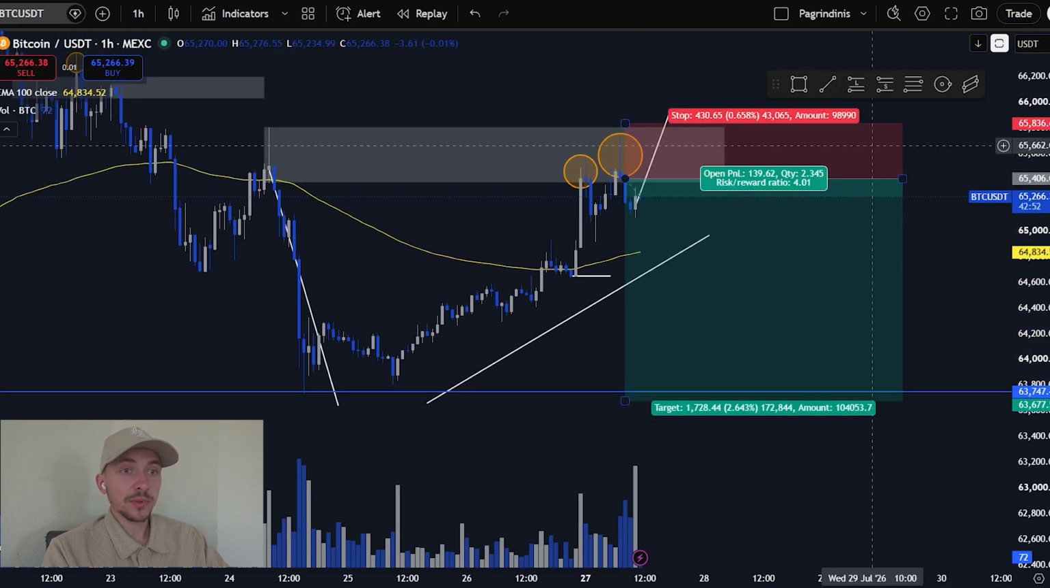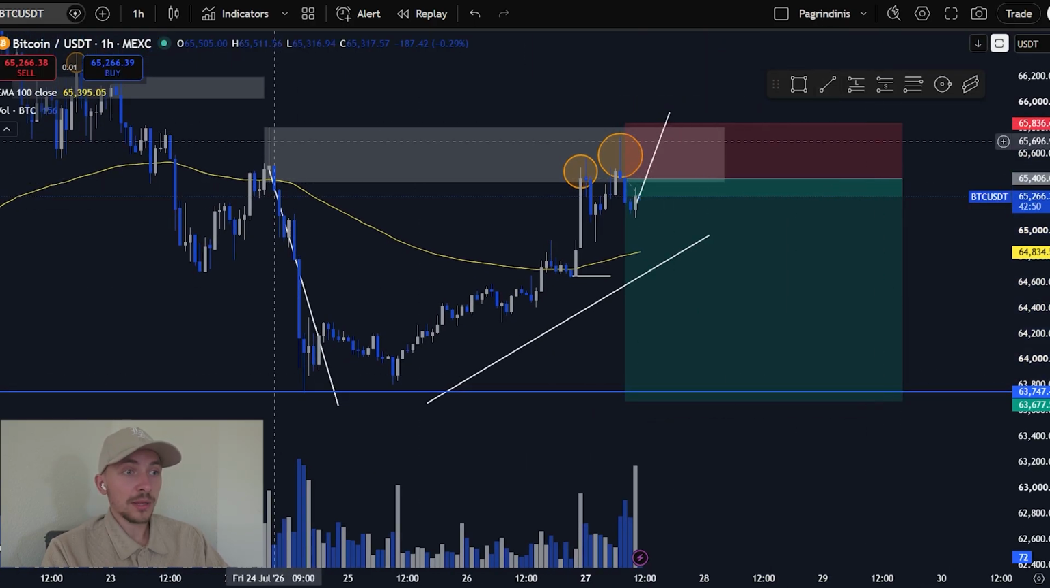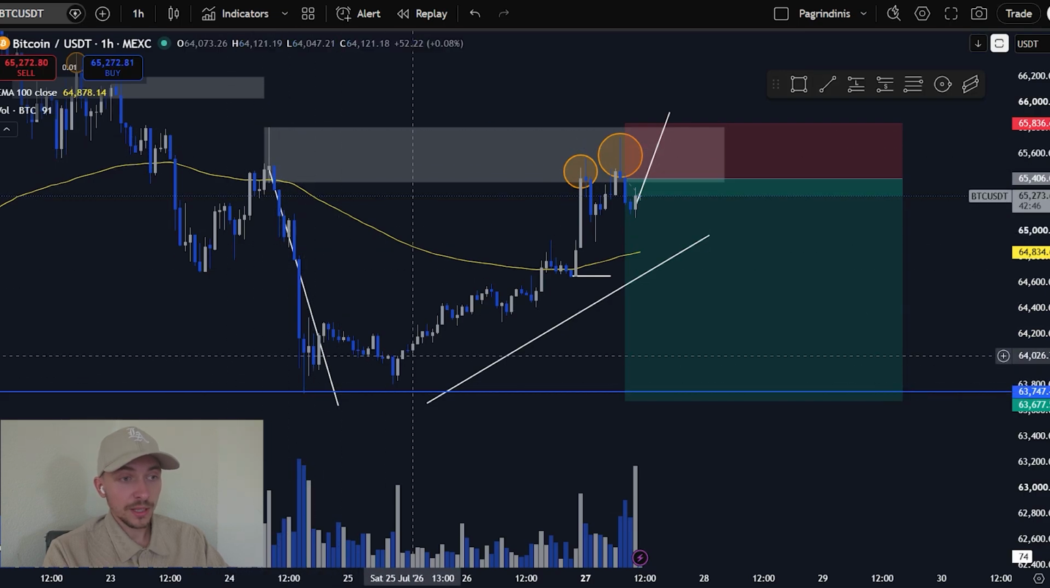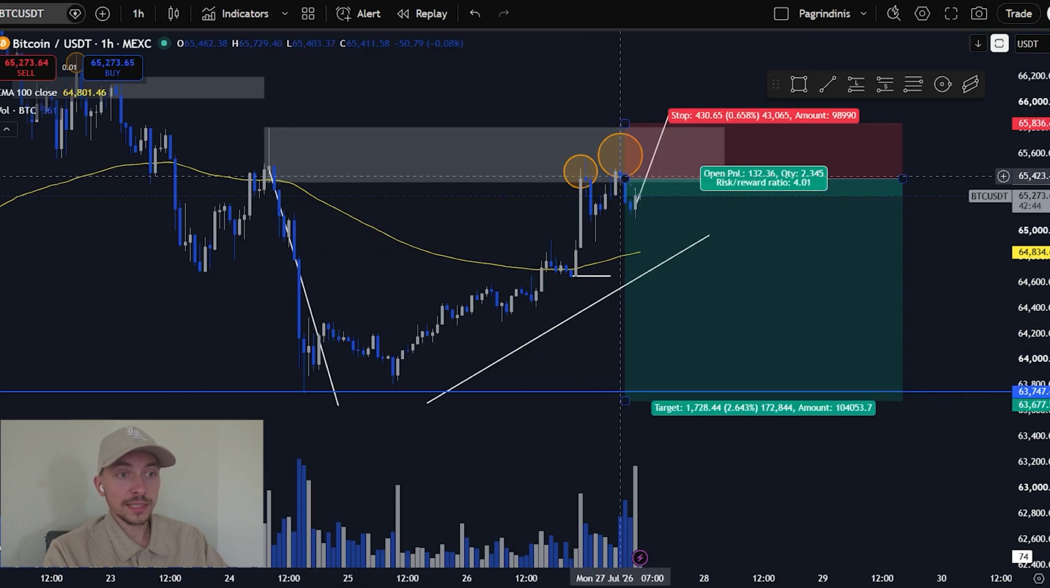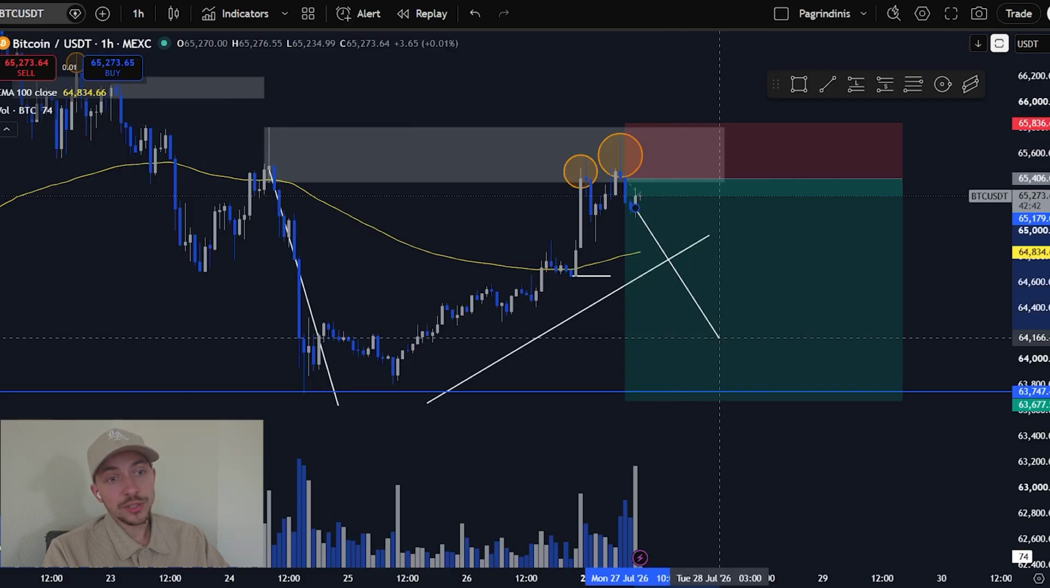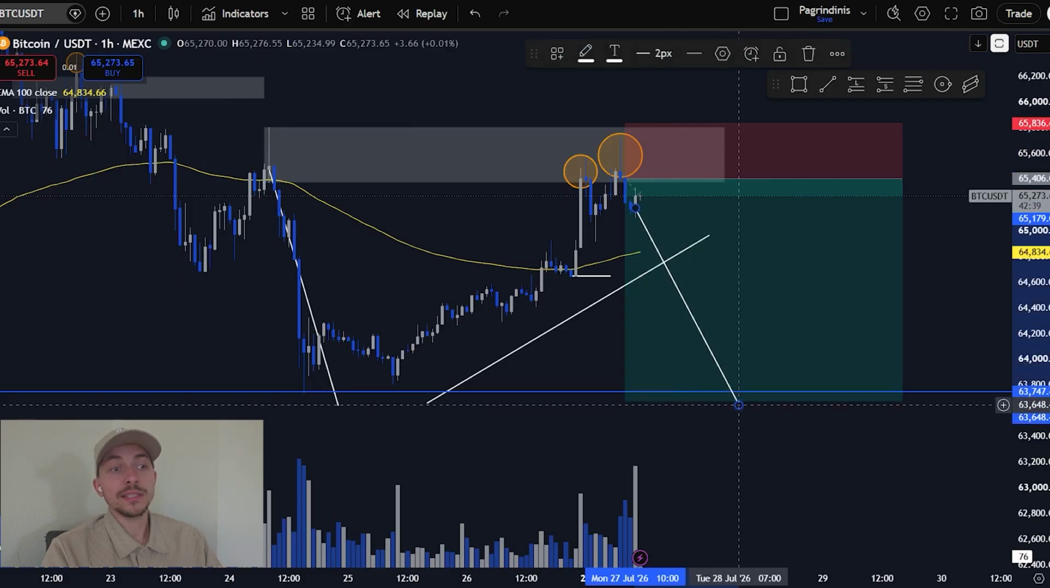It's possible because look at this, one time from this supply zone the price started dumping. Now it's going back, retesting, and there is a big chance we're gonna see the dump again. Simple as that. But we put our stop loss above our supply zone in case it's not gonna happen, and in case the price shifts to the uptrend.